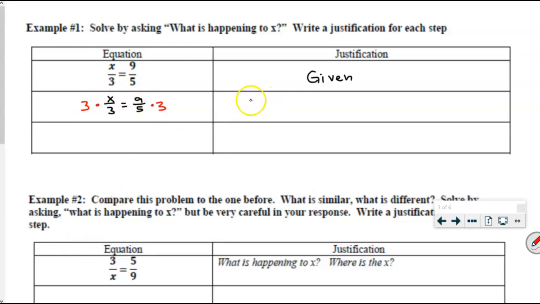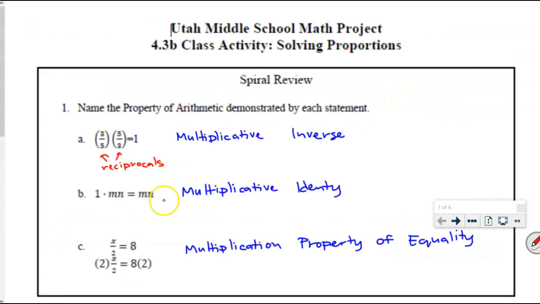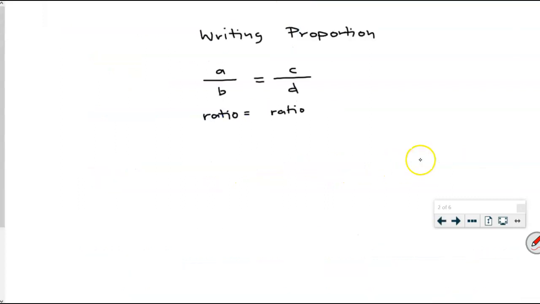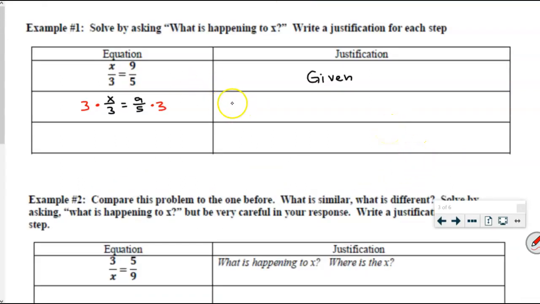Right? Now, what is the justification that allows me to do that? We just reviewed that property over here. That justification, it's okay to multiply as long as we do it to both sides, is the multiplication property of equality. So that's what we're going to write here. That is our justification. Multiplication property of equality.